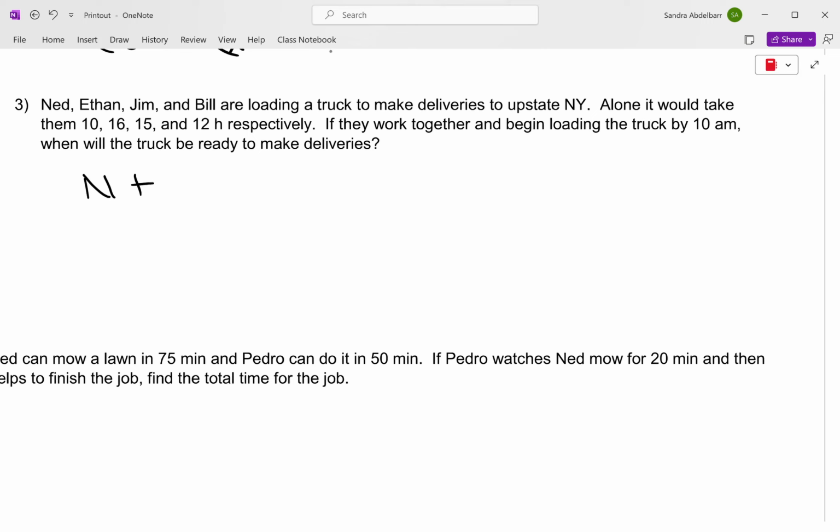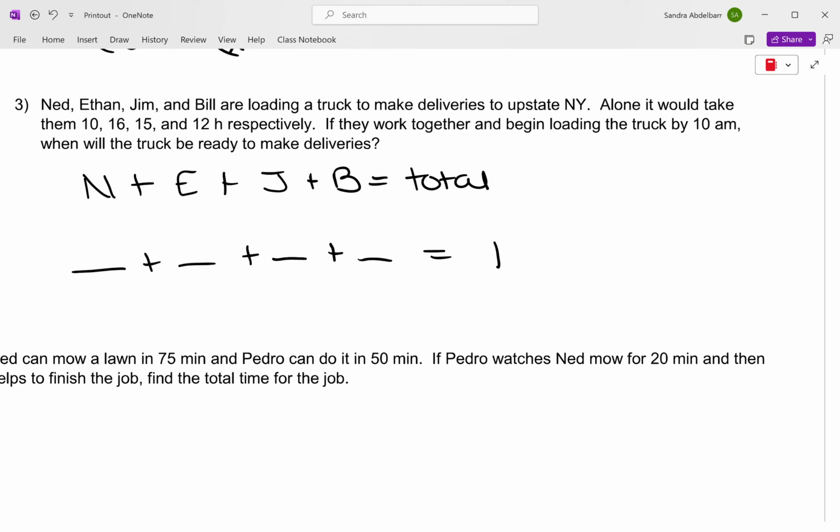So now we have 4 people working. We know Ned plus Ethan plus Jim plus Bill will equal the total job. What does 10, 16, 15, and 12 represent? James? The time it takes them to load by themselves. Good. These are their alone times, right?